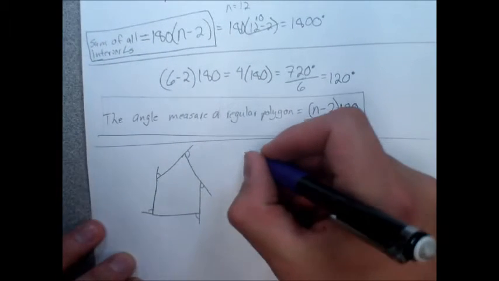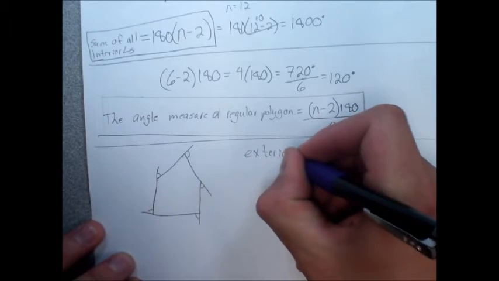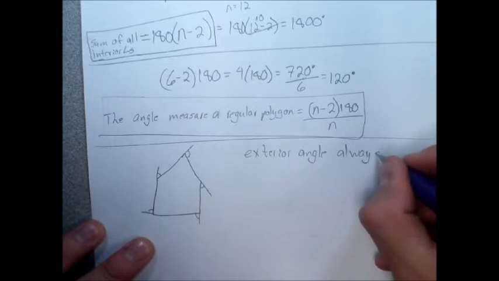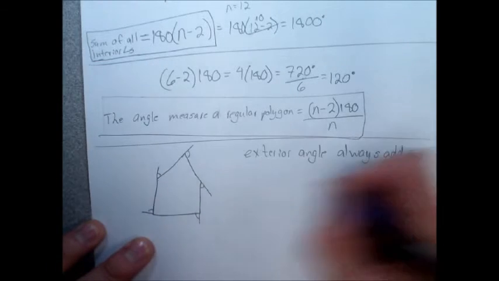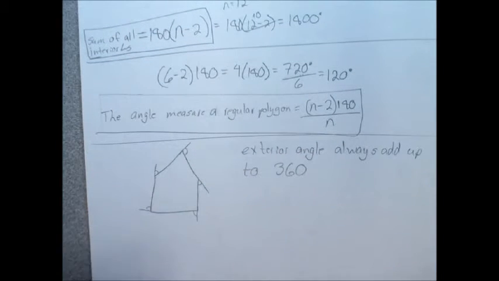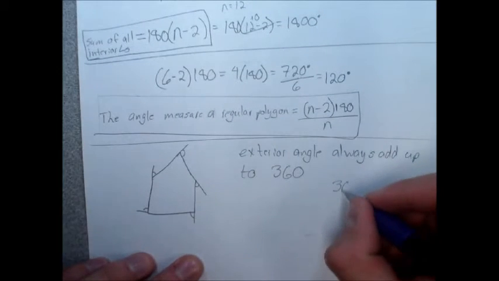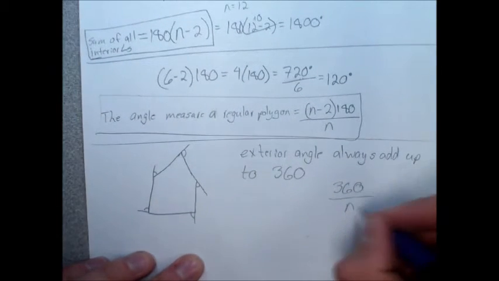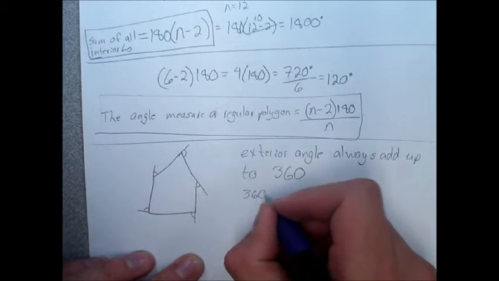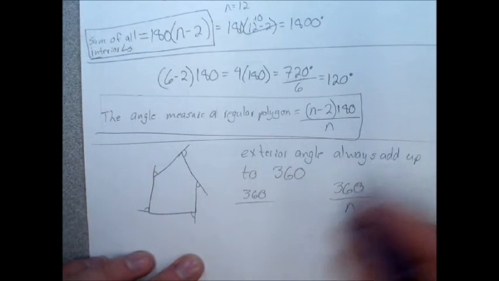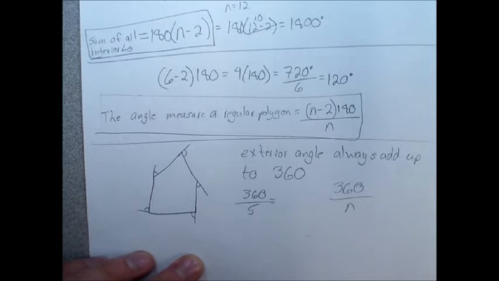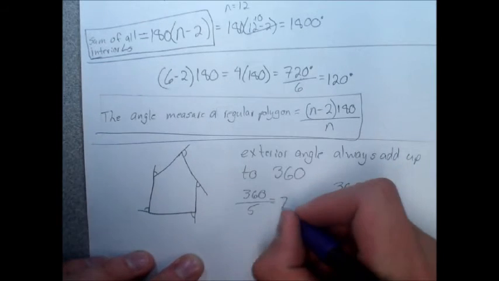So exterior angles always add up to 360. So if I wanted to find what the measure of an exterior angle was, I just take 360 and divide it by the number of sides. So for this example, this was a pentagon, so it has 5 sides. I take 360. This is only if it's regular, okay? And I divide it by 5. So 360 divided by 5 gives us 72 degrees.